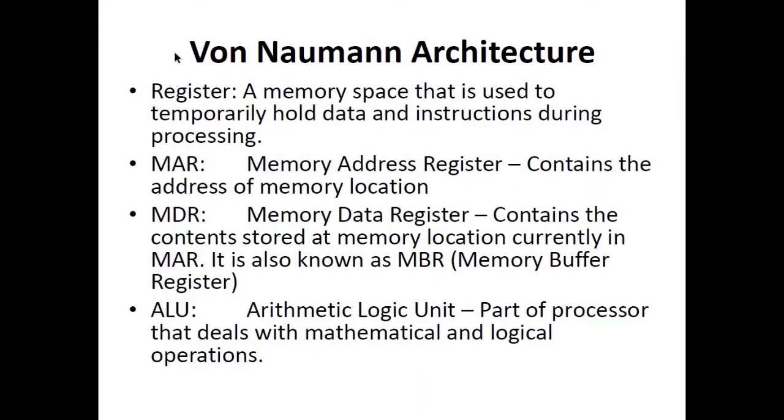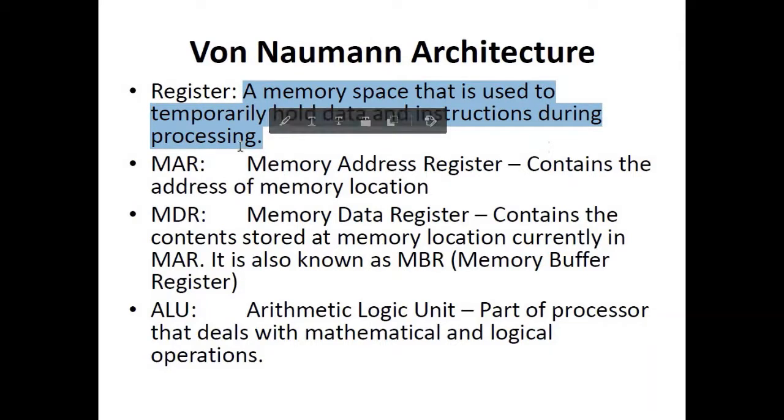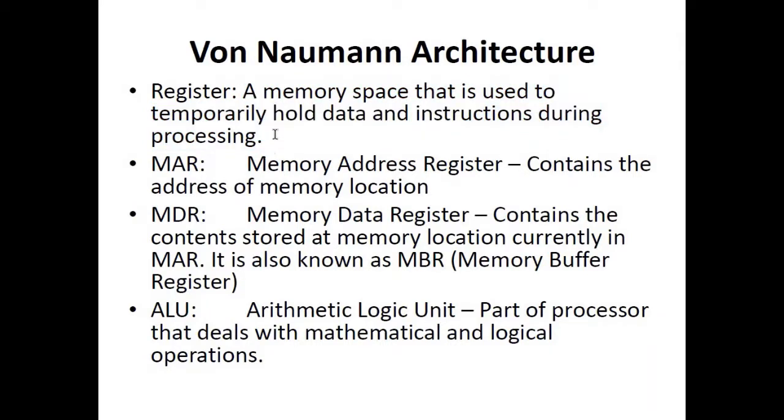Next, in the von Neumann architecture, we have some keywords of which you should know the definition. So let's have a look at them one by one. Registers. What is a register? A memory space that is used to temporarily hold data and instructions during processing. There are hundreds and thousands of registers inside a processor.